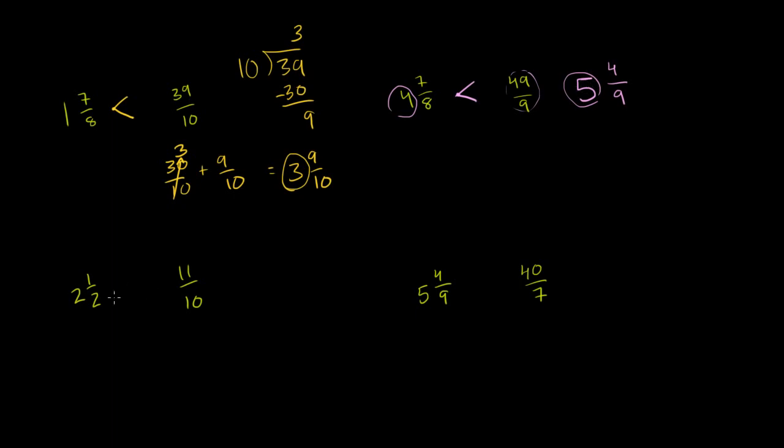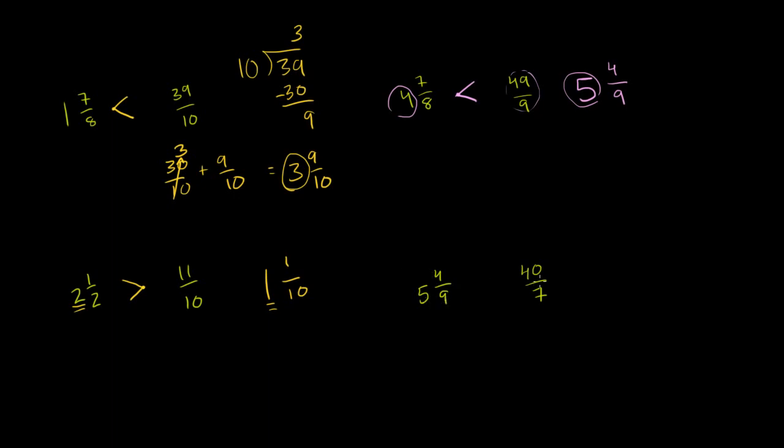Now, 2 and 1/2 versus 11 tenths. 10 goes into 11 only one time. And if you care about the remainder, it's 1. So it's 1 and 1/10. Which is clearly smaller than 2 and 1/2. You just look at the whole number parts. 2 is clearly larger than 1. So we want the opening of our less than or greater than sign to face the larger number. So we would write it like this. And this is greater than. So 2 and 1/2 is greater than 11 tenths. The little point facing the smaller number.